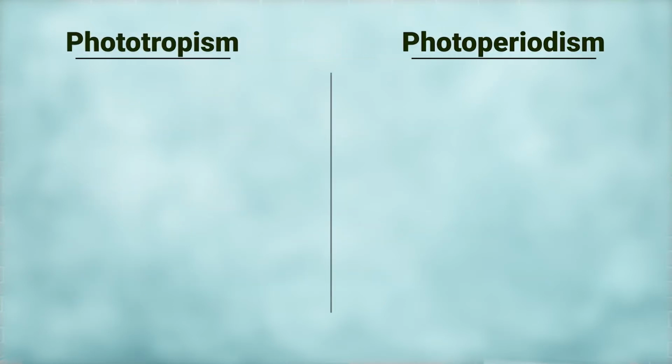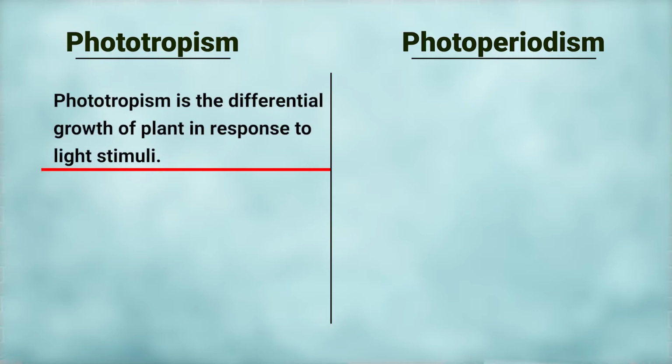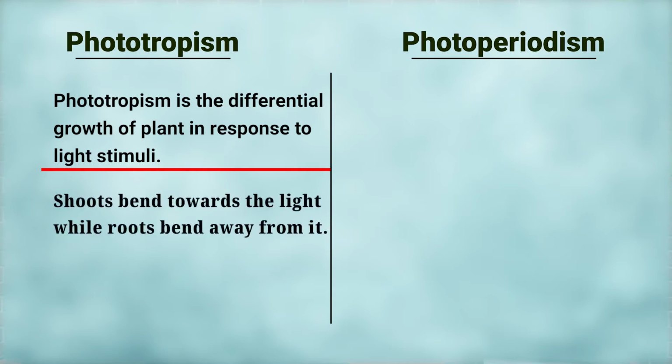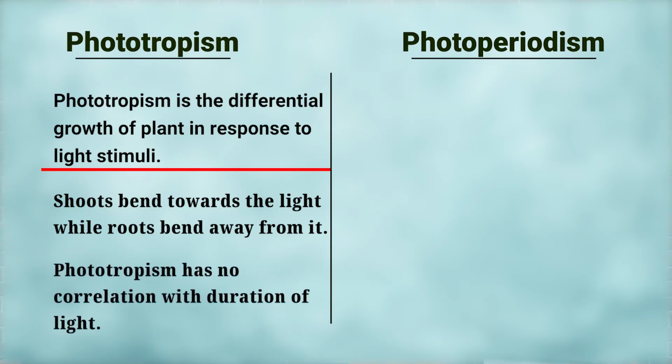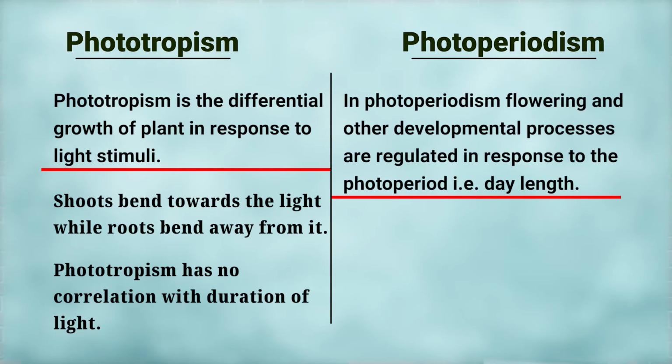It is different from phototropism. Phototropism is the differential growth of the plant in response to light stimuli. Shoots bend towards the light while roots bend away from it. Phototropism has no correlation with the duration of light. In photoperiodism, flowering and other developmental processes are regulated in response to the photoperiod, that is, day length.